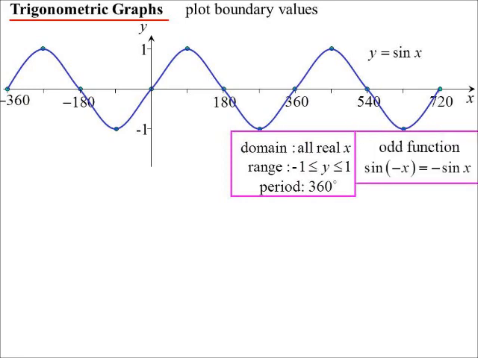Okay. It is an odd function. It has rotational symmetry. So another tool we can now use is we can say, oh, well, hang on, I know the sine of negative x will be the same as the negative of sine x. So I could use that relationship in problems.